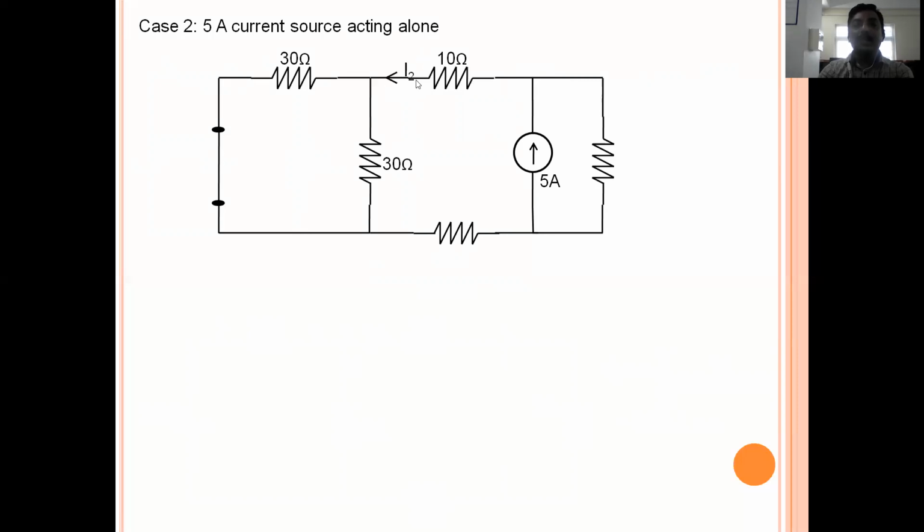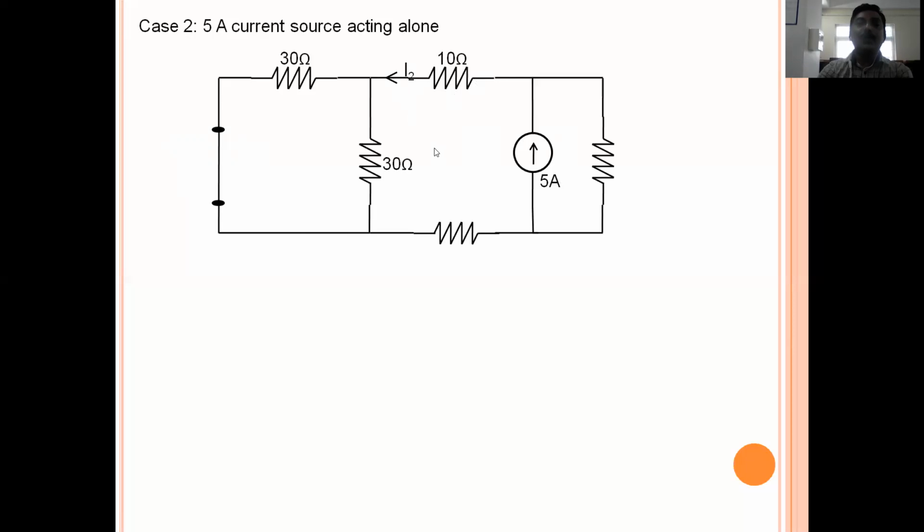Why? Because it is I2. Here we have only the current source; we deactivated the voltage source. So the current due to this 5 ampere source alone is termed as I2. Now our aim is to find the value of this I2.